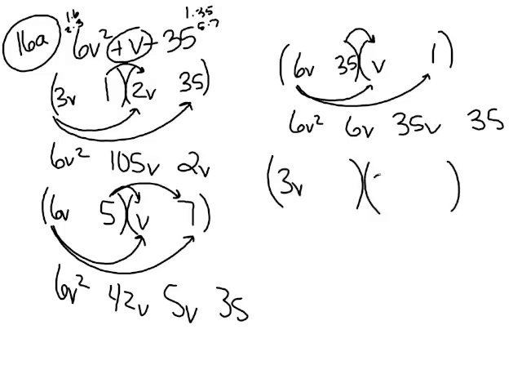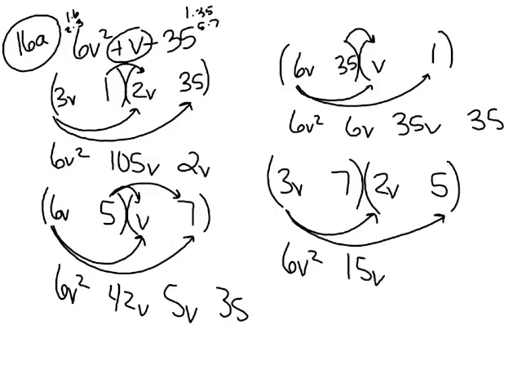Okay. Let's go back to this one. 3v and 2v, and I want to use the 5 and the 7. Is there a way that I can make a 1 if I put the 7 here and the 5 there? So 3v times 2v is 6v squared. 3v times 5 is 15v. 7 times 2v is 14v. 7 times 5 is 35.